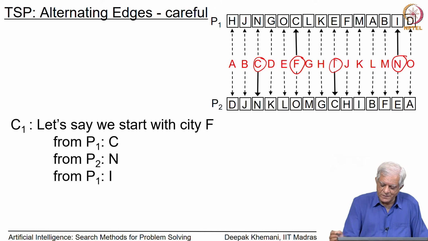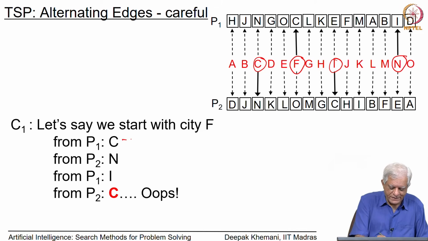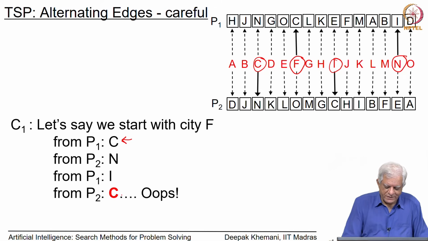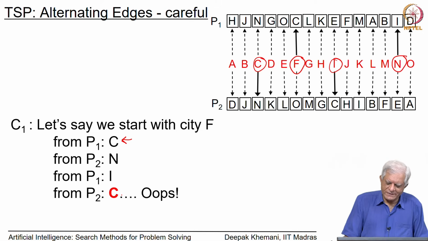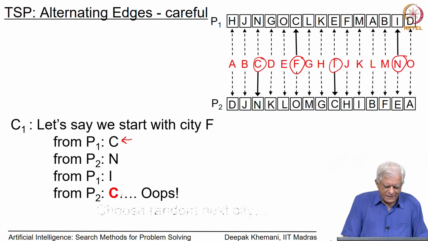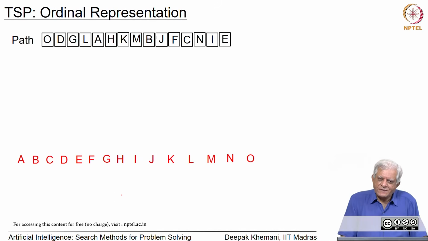Then when you go from I you again look to parent 2, and there unfortunately you find that you have come back to city C, which is already there in the tour. So, that obviously does not work, and that is a problem both with alternating edges crossover and heuristic crossover. The solution to that is simply that at this point just choose the next city randomly and then carry on with it. So, let us look at one last representation, and this is called the ordinal representation.